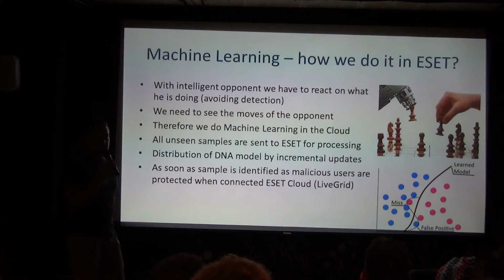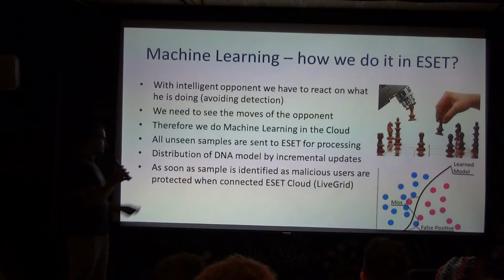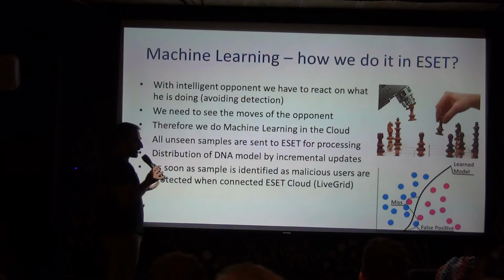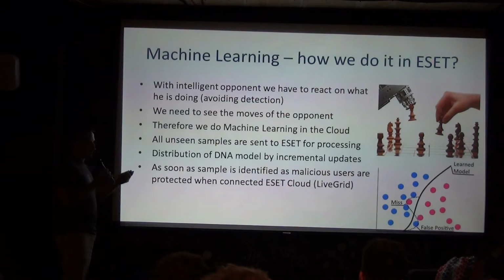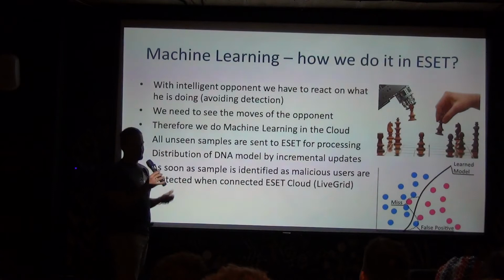That's a huge data set to process, and we do this machine learning in the cloud. After the samples are processed, we distribute what we call the DNA model by incremental updates. And as soon as a sample is labeled by our automated systems or by people working on it, we provide real-time protection to all the endpoints connected to the cloud by a simple hash of the file, but we also use something that we call DNA hash.